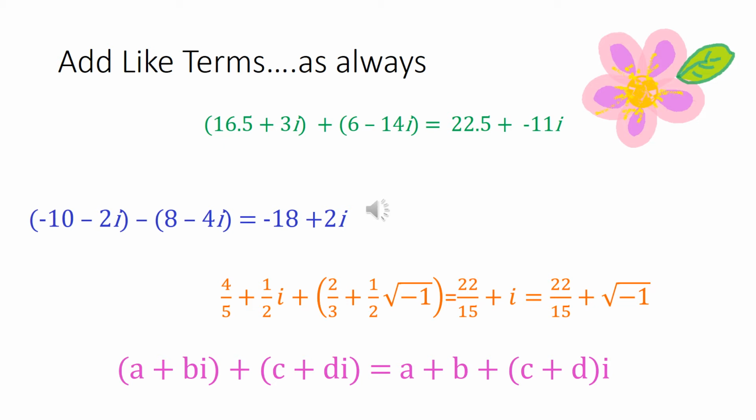Subtract 8 minus 4i, and then the real parts, the negative 10 minus 8 gives you negative 18 as a real part, and then negative 2 minus negative 4i will be negative 2 plus 4i, or positive 2i.